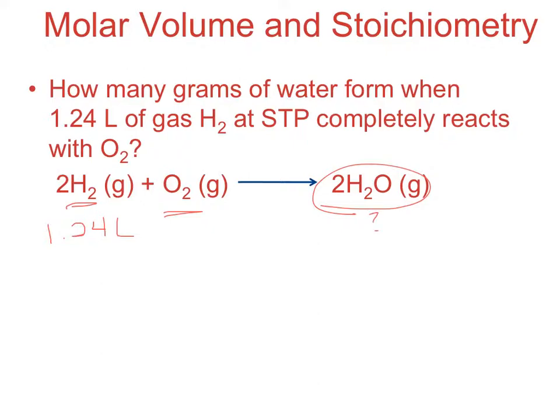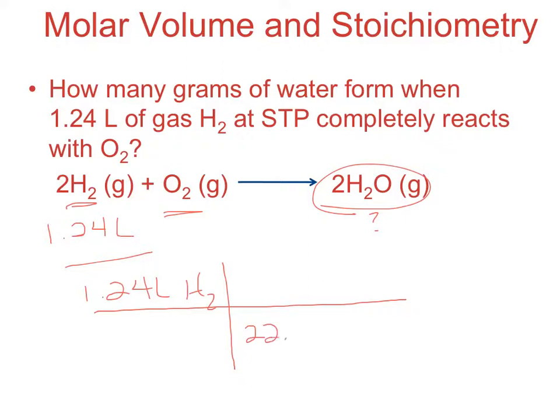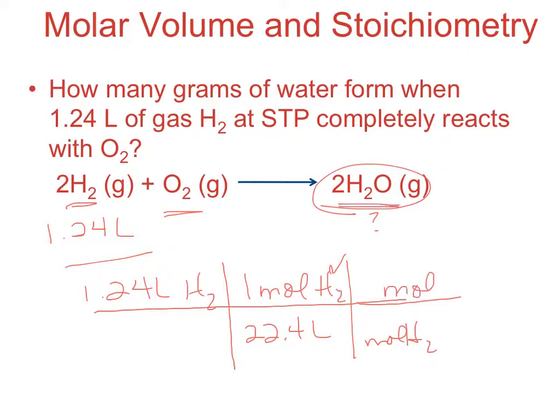So as always, you start with the given information, 1.24 liters of hydrogen gas. Go to moles first. So there are 22.4 liters in 1 mole of any gas. Then the mole-to-mole ratio of what you're working with, which is hydrogen, to what you're trying to get to. We're trying to get to water, which is in the gas phase in this reaction. There are 2 moles of water for every 2 moles of hydrogen, so it's really a 1-to-1 mole ratio.